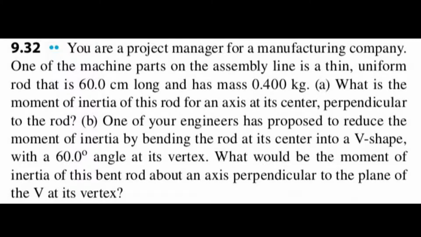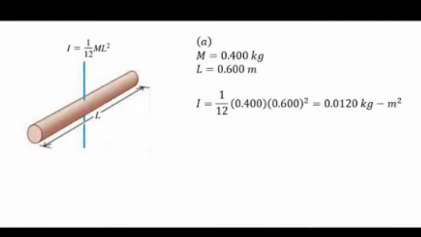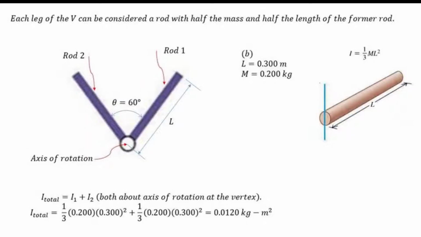In the first question, we can solve for the moment of inertia of the thin rod with the given formula I is equal to 1 over 12 ml square. Plugging in our values, we'll have the value of 0.0120 kilogram meter square.